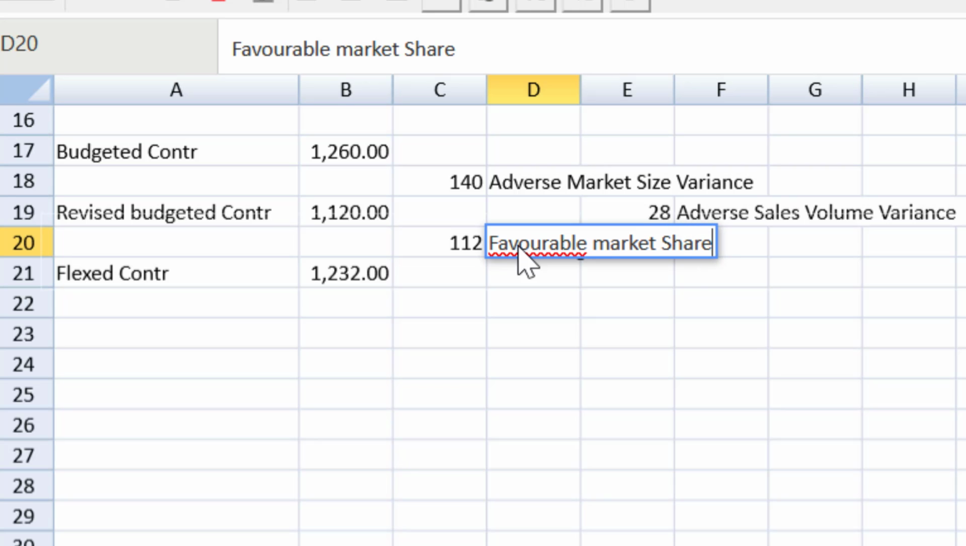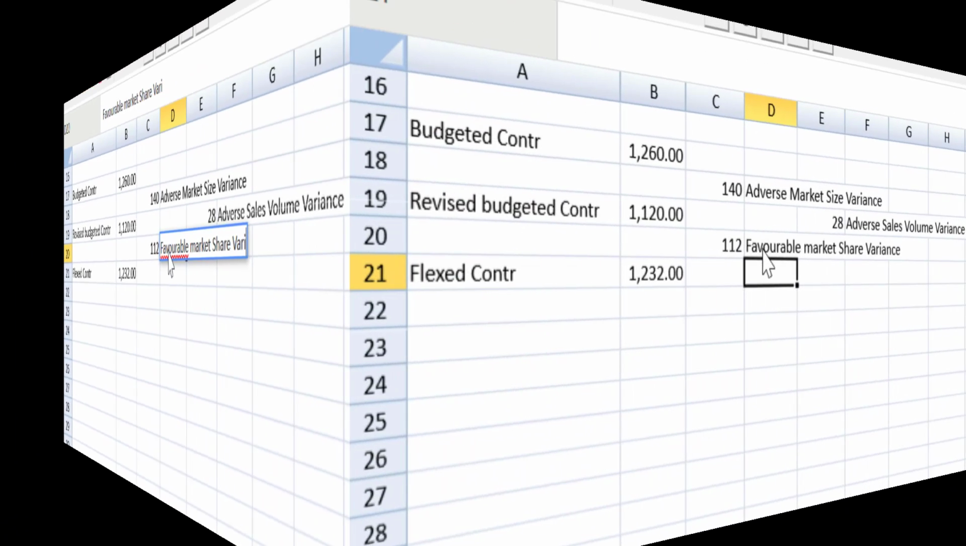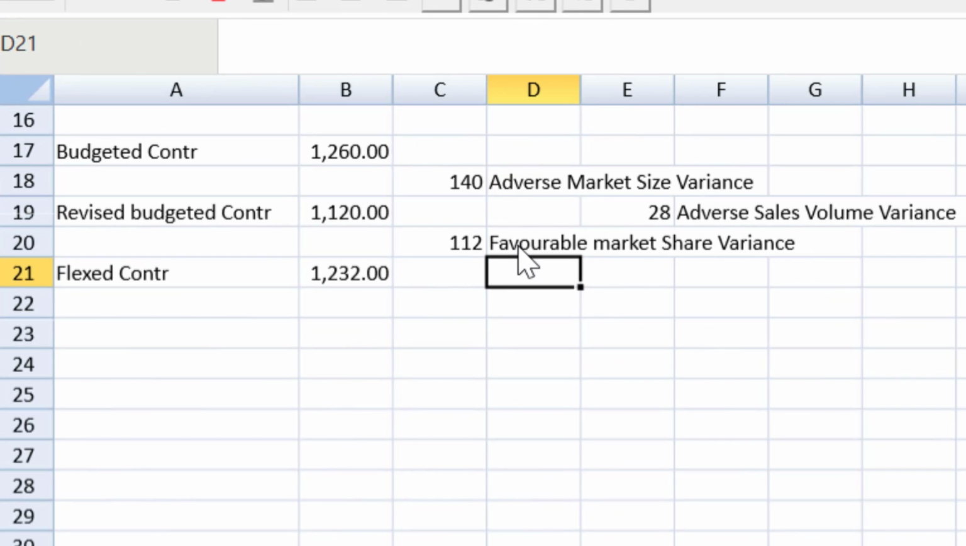Friends, there we have it, a breakdown of the sales volume variance into the market size and the market share components. It tells us that the overall demand for our product is dropping. People are moving to smartphones from leather-bound diaries. It tells us that in a declining market, we actually did better than expected and we gained market share. But the net impact of all of that is still a 28 adverse.